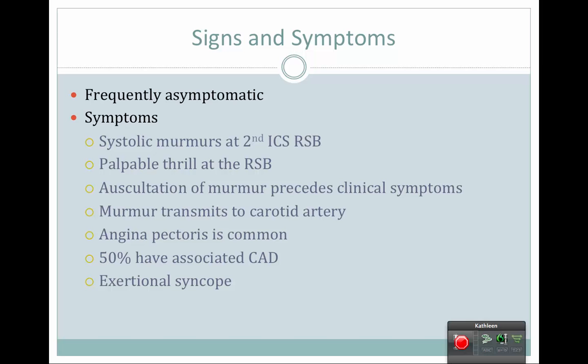Signs and symptoms: frequently asymptomatic. Murmur, systolic murmurs at the second intercostal space, right sternal border. Palpable thrill at the right sternal border.